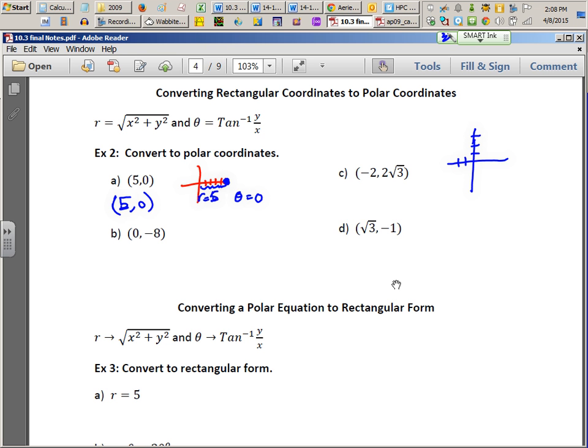2 root 3 is about 3.4. So this is our point, you see. And we would seek to find the r and the theta here. So I'm not drawing this to get the answers. I'm drawing this to make sure my calculator is not lying to me when I find my angle.